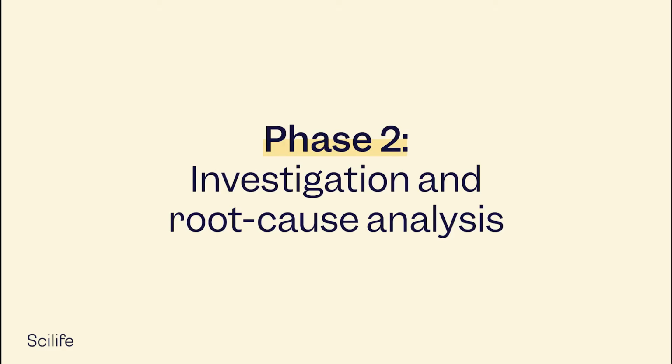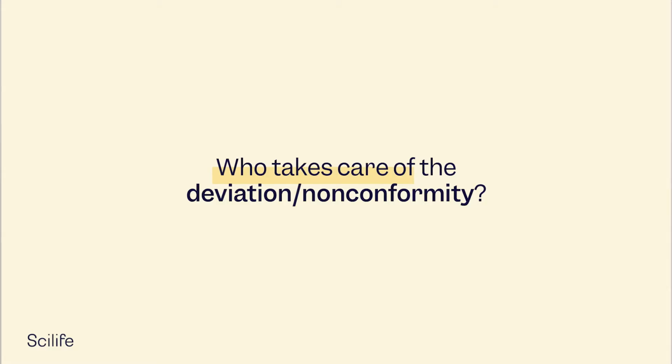A minor deviation nonconformity is a deviation that has minimal impact on any quality attribute, critical process parameter, or equipment. An incident is when an event does not directly affect the product quality. In this phase, we are going to explore how to handle an investigation. The first question is, who takes care of the deviation and nonconformity?